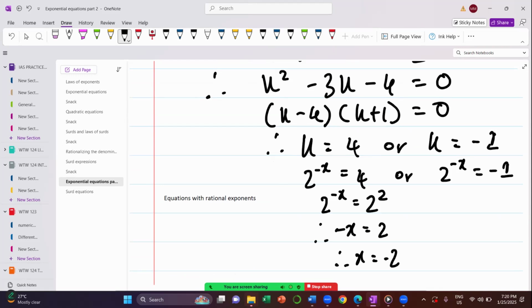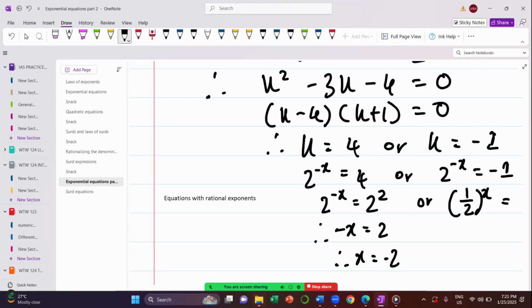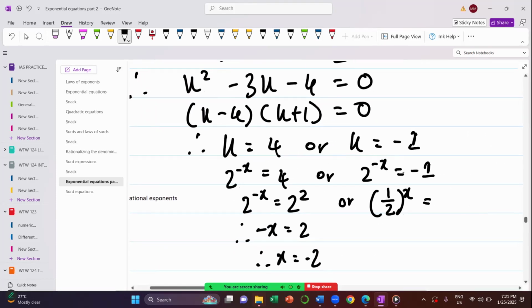Are you guys okay? Yes, sir. Here we have the second one. But check here. Here I have 2 to the exponent of negative x, which is the same as what? 1 over 2, all to the exponent of x. And it says here it's equal to negative 1. Are we okay?